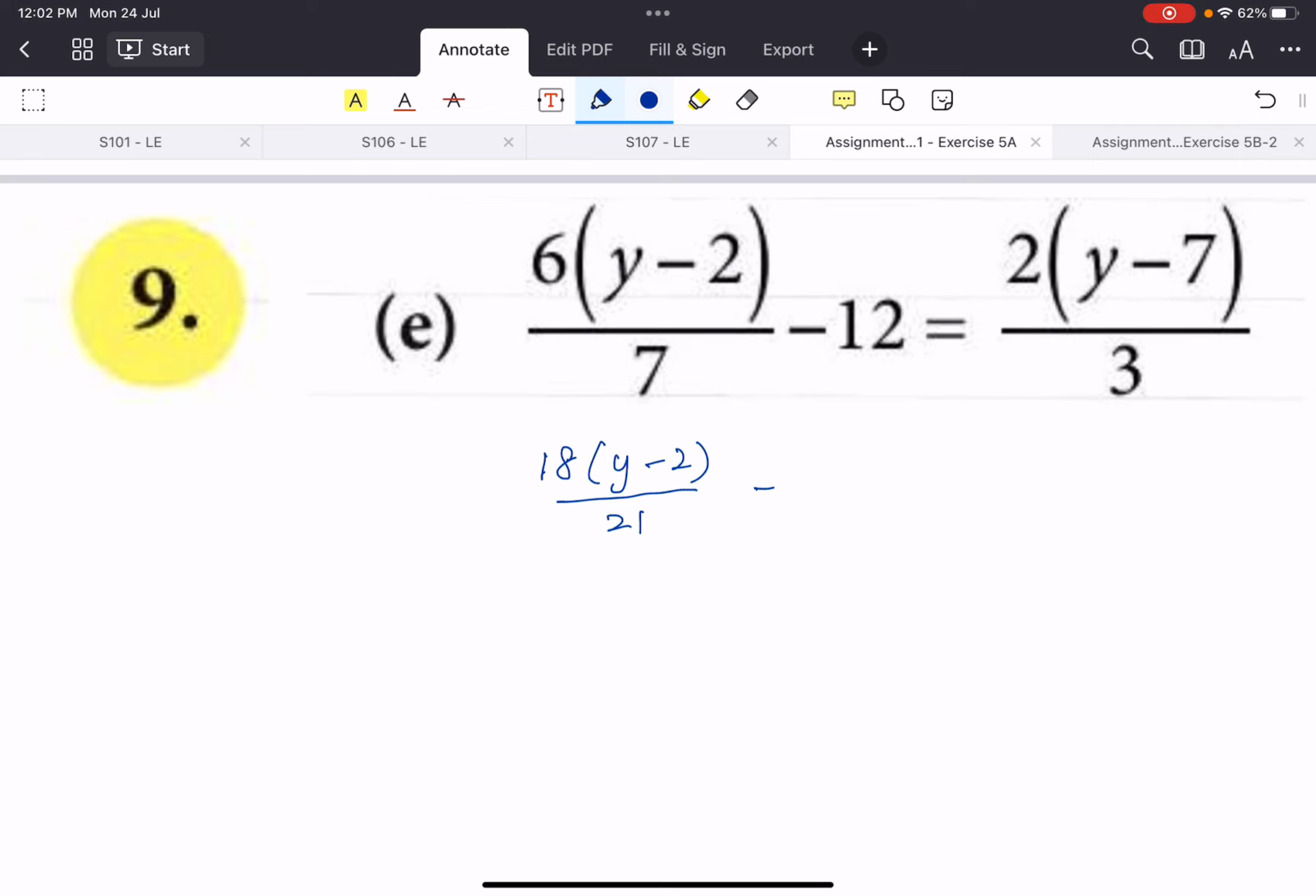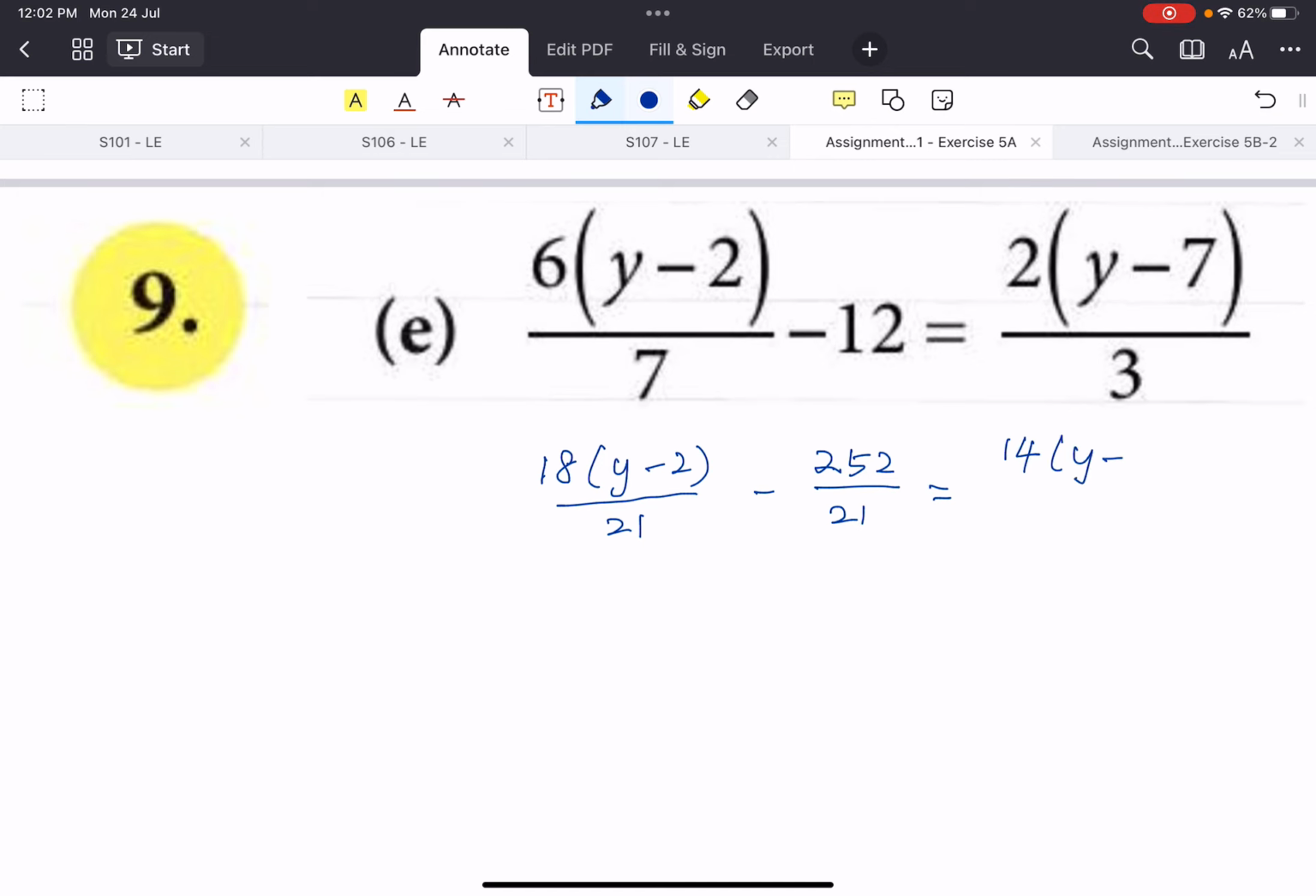12 times 21 is quite a large number, so please use your calculator. So I'm going to pull out my calculator. Let me see. We have 12 multiplied by 21. That gives us 252, right? So 252 over 21 equals, in this case, 14, because I need a 7 in the numerator. y minus 7 over 3. Sorry, over 21. Okay. So from here, let me write it neater.